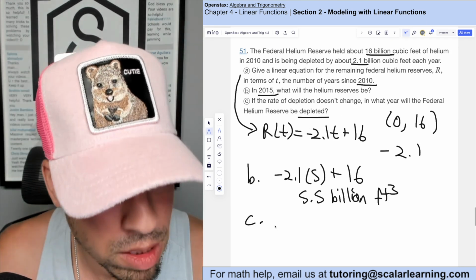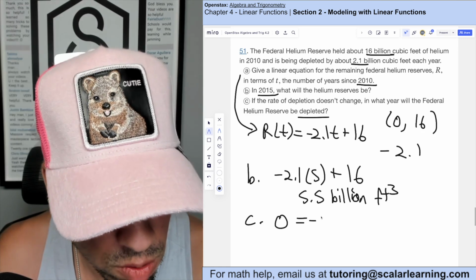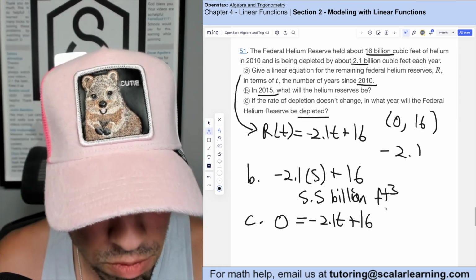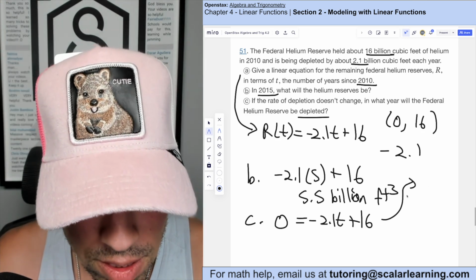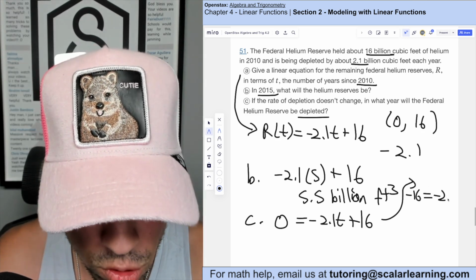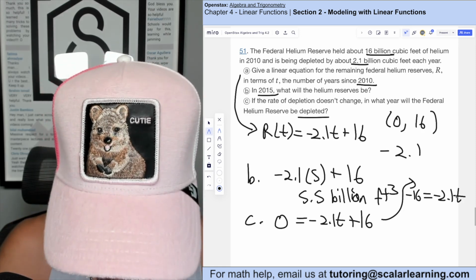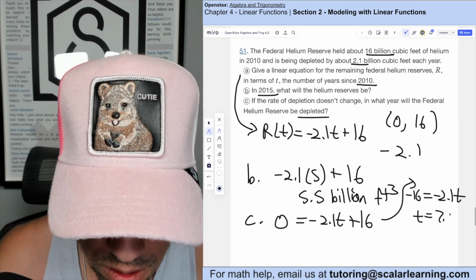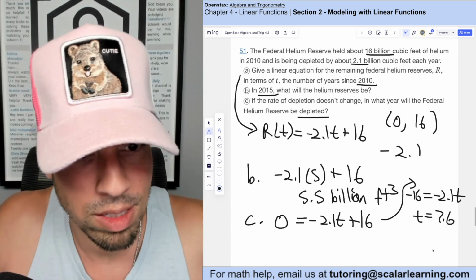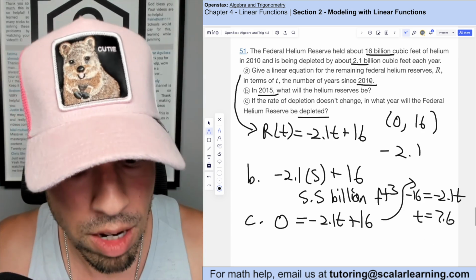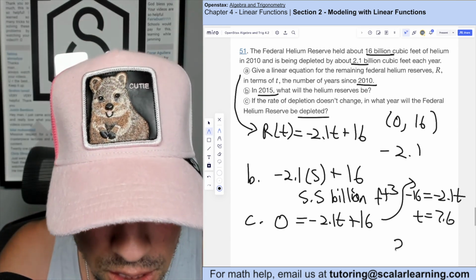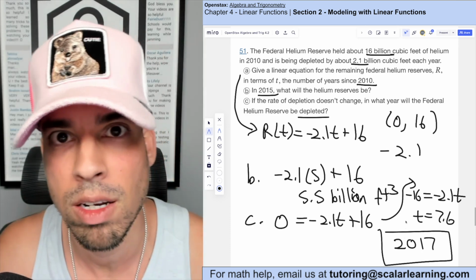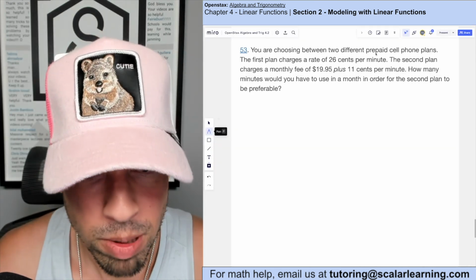AKA, when is it going to be 0? So we're going to set this whole thing equal to 0, and then we're going to solve for t. So I'm going to subtract 16 from both sides. So we get negative 16 equals negative 2.1t. Then we're going to divide by negative 2.1, and t equals approximately 7.6. So that's 7.6 years from 2010. So we can say in the year 2017, boom, done.